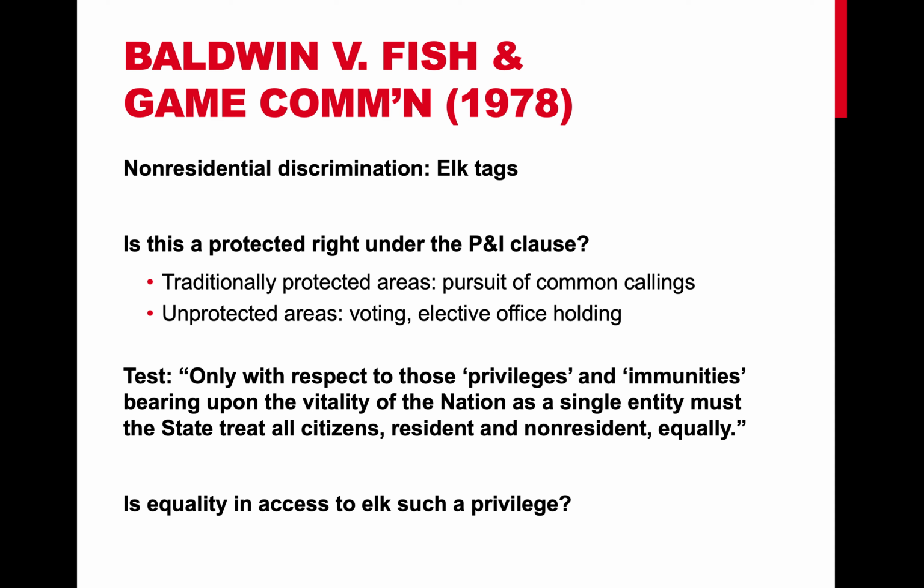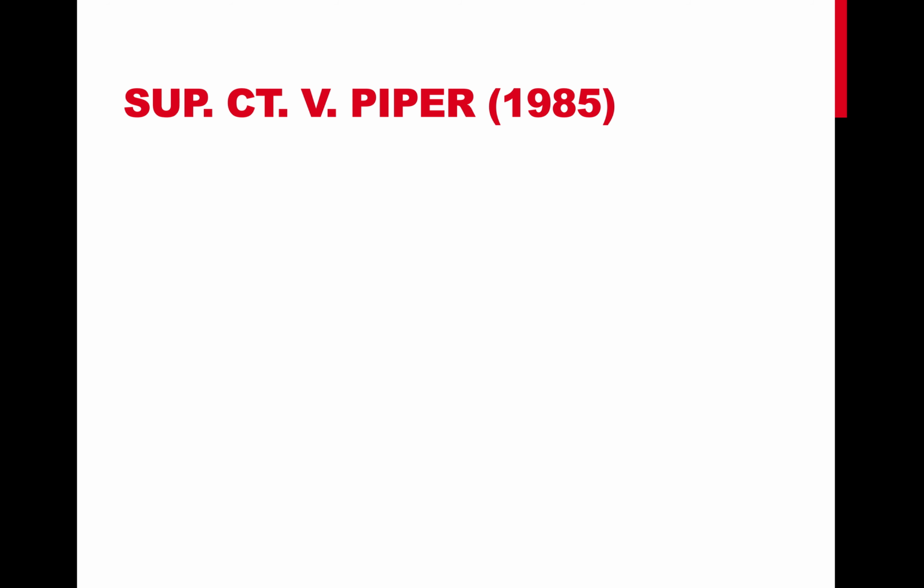All right. So what about the next case, which is in the casebook, the Supreme Court of New Hampshire versus Piper. So here we have a New Hampshire Supreme Court rule that requires state residency to be a member of the bar. So we can see here Piper lived in Vermont, but just over the border, only 400 yards from the New Hampshire border. She applied to take the New Hampshire bar in February 1980.